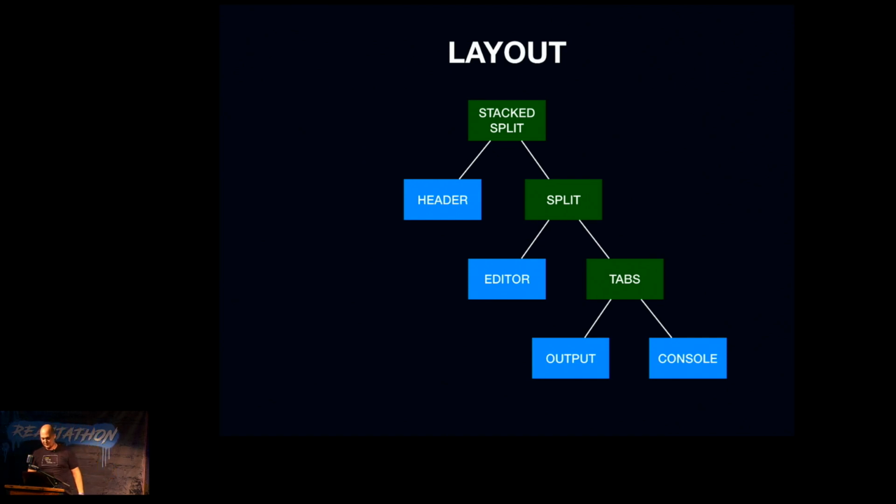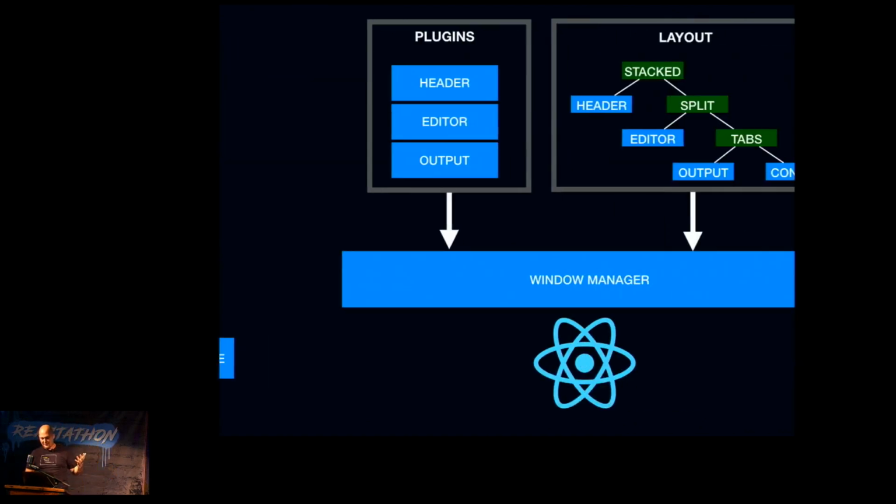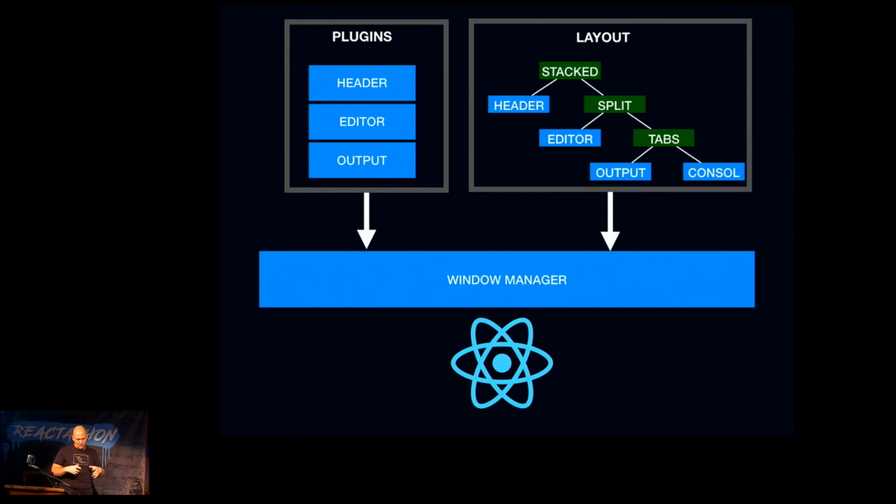So what happens is we have the window manager React component, which takes in the layout. It also takes in the plugins, and figures out how to lay out the editor. So we have an in-memory representation of the layout, and we have the array of plugins, which are React components in this case, and then the window manager figures out how to render that. And that's actually React that's happening here.